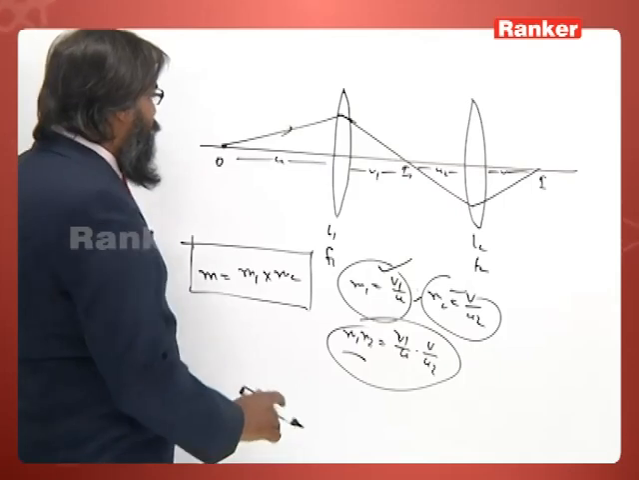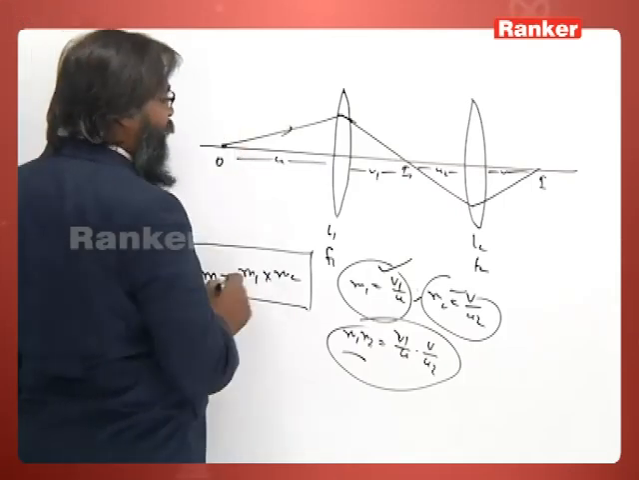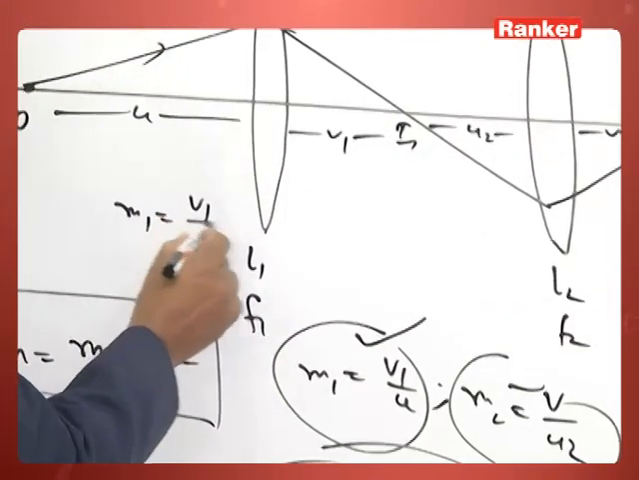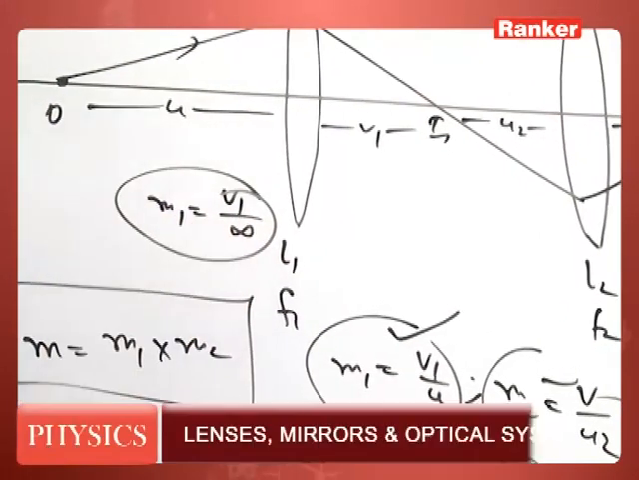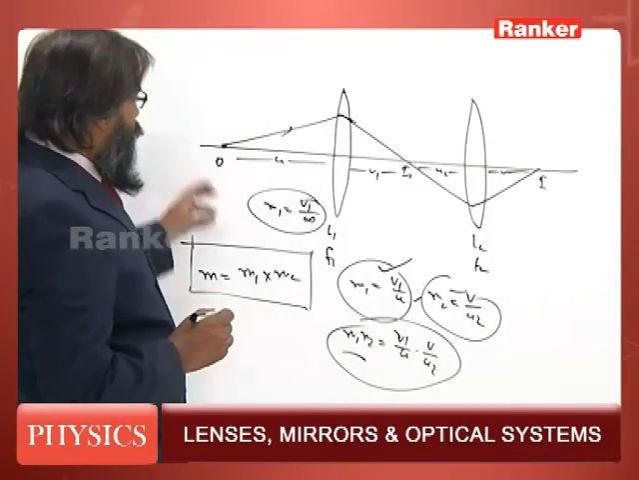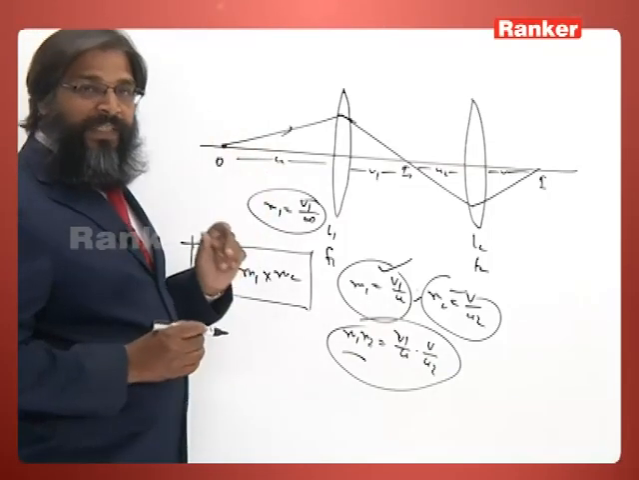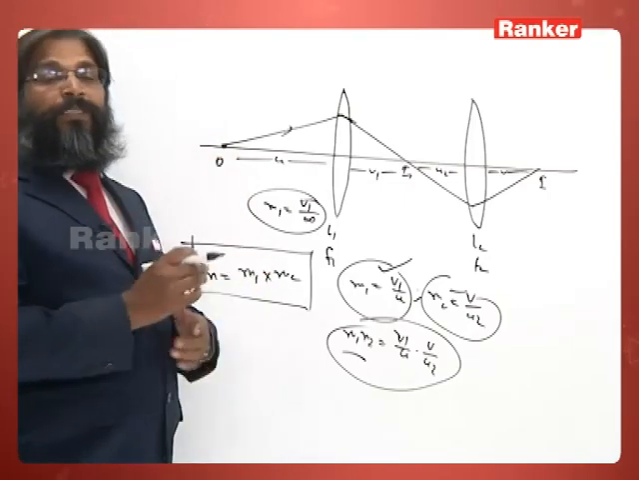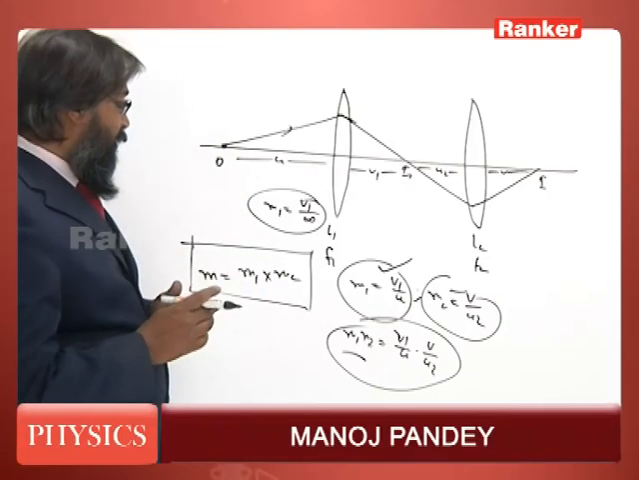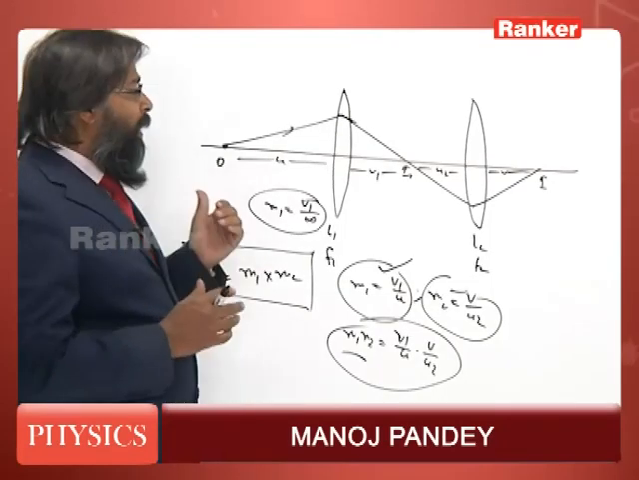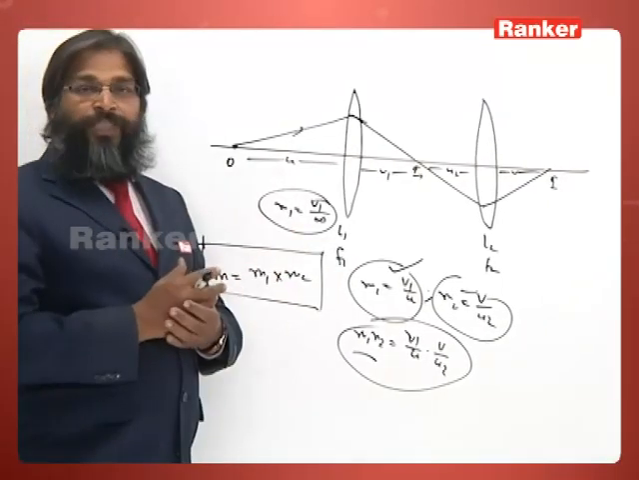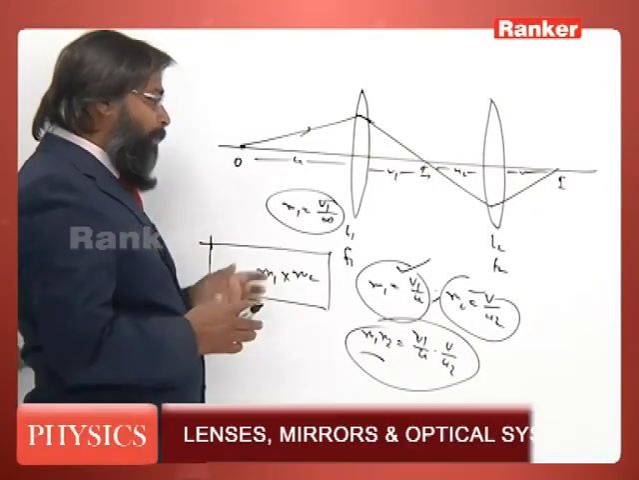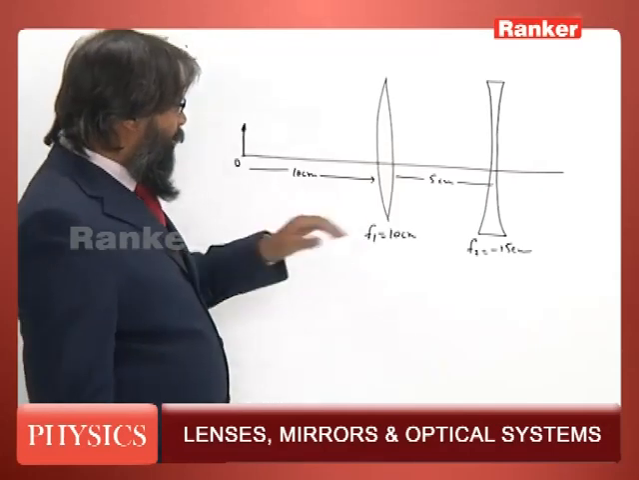Now suppose this object is kept at infinity, then M1 becomes V1 by infinity and this becomes 0. So visualizing the magnification when the object is at infinity or at the focus becomes very difficult. In such cases we will use the Lagrange invariant formula. So let us take an example. Now let us see this problem.